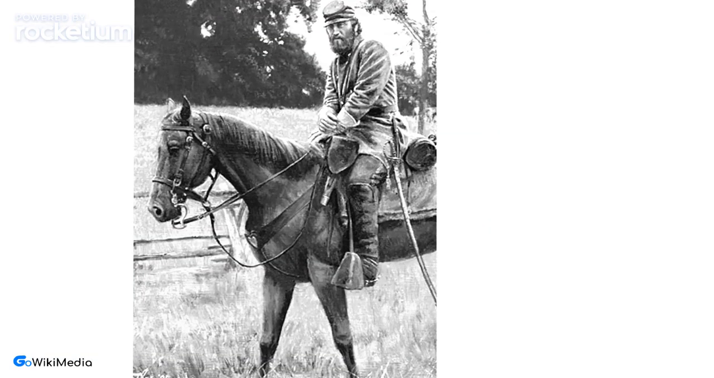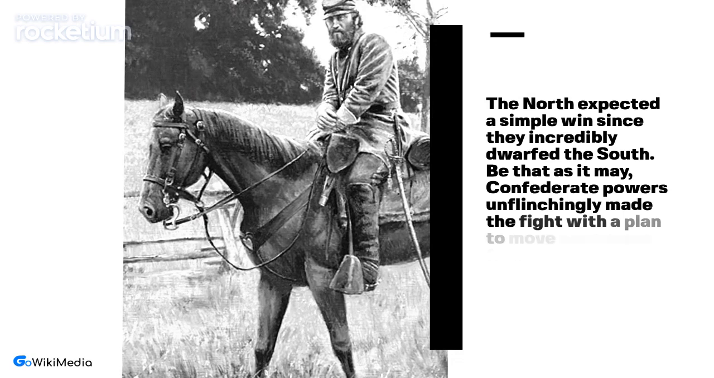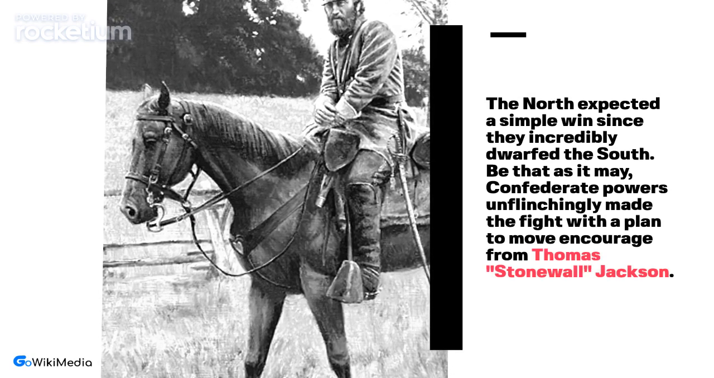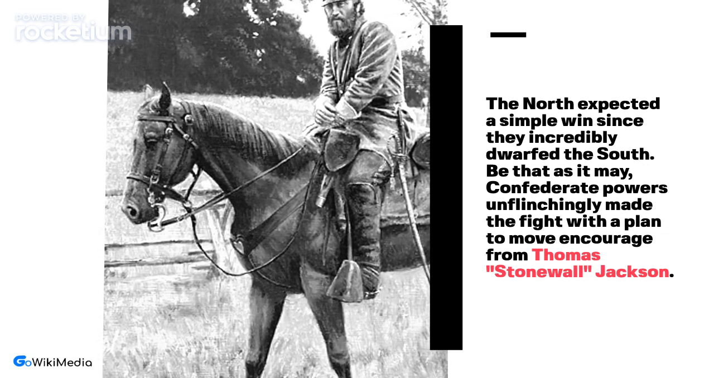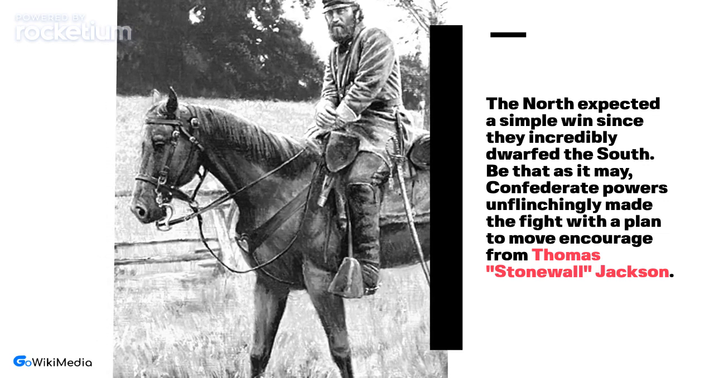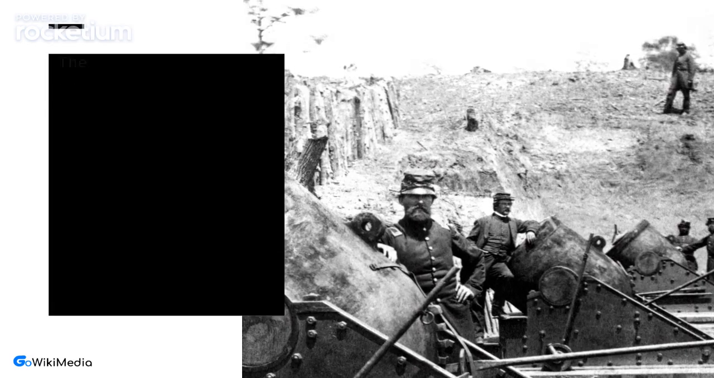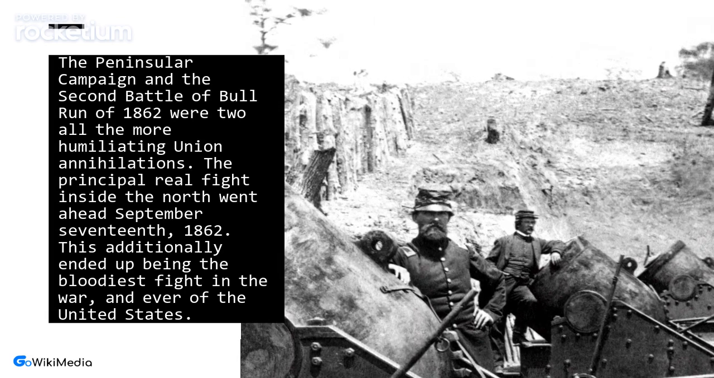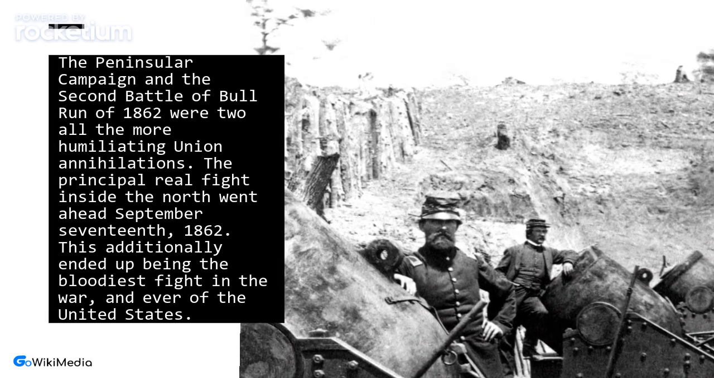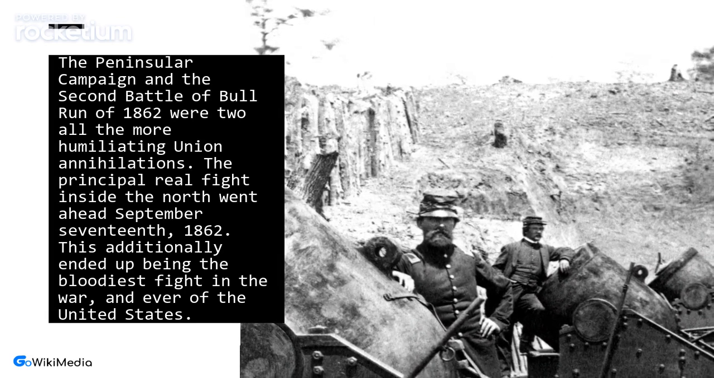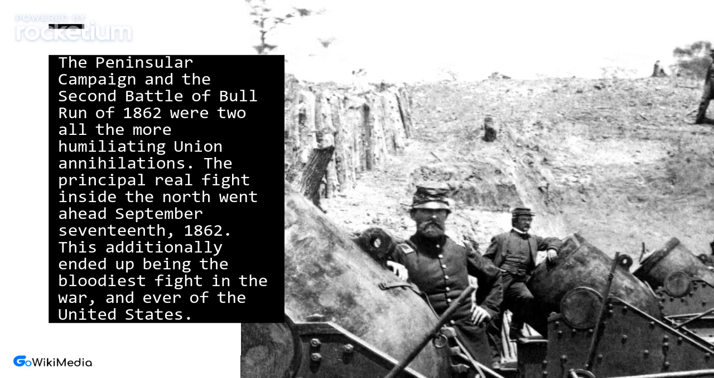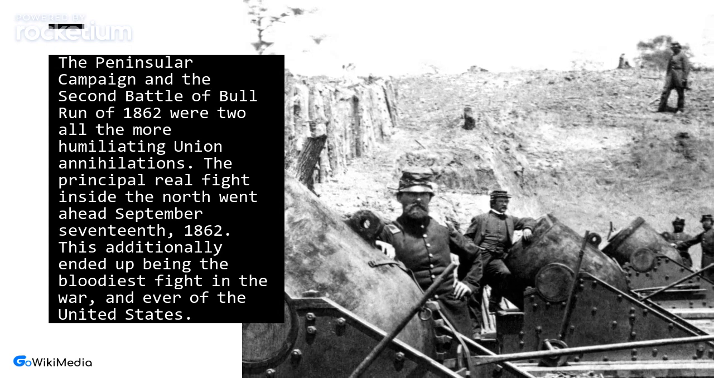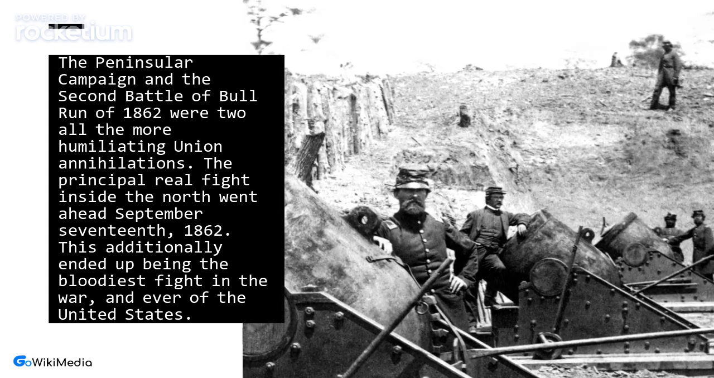The North expected a simple win since they incredibly dwarfed the South. Be that as it may, Confederate powers unflinchingly made the fight with a plan to move encourage from Thomas Stonewall Jackson. The Peninsular Campaign and the Second Battle of Bull Run of 1862 were two all the more humiliating Union annihilations. The principal real fight inside the North went ahead September 17, 1862. This additionally ended up being the bloodiest fight in the war, and ever of the United States.